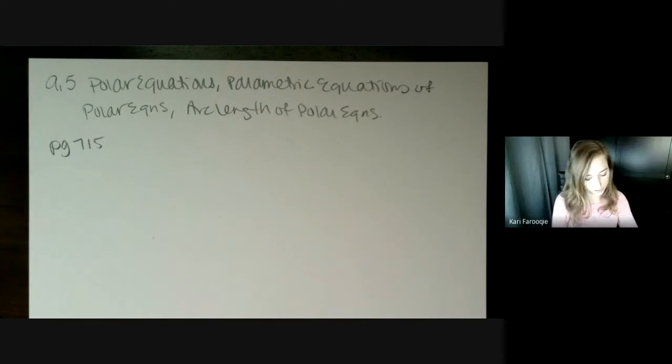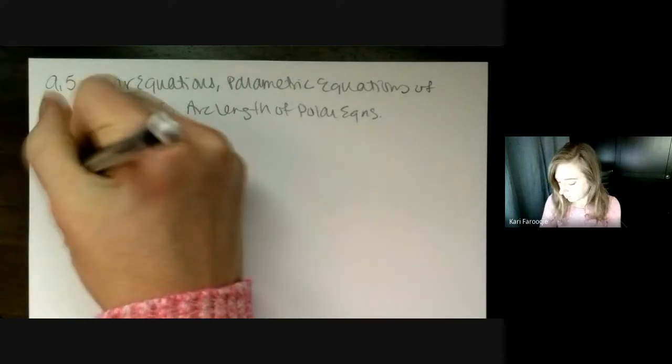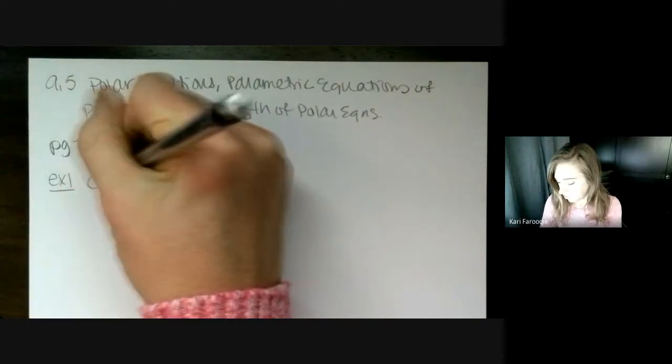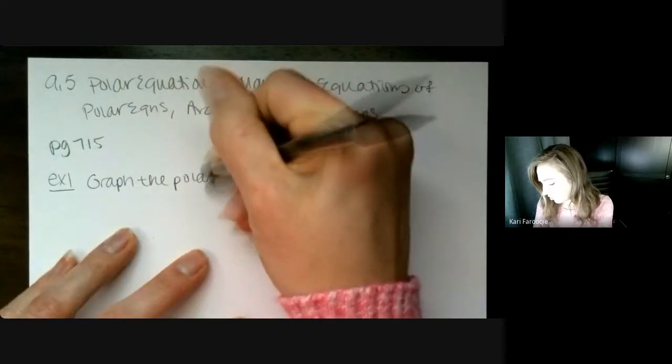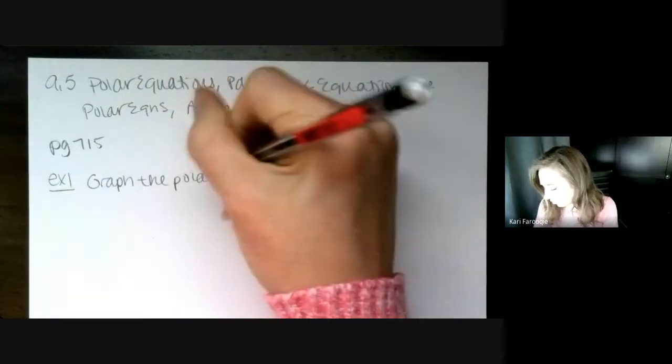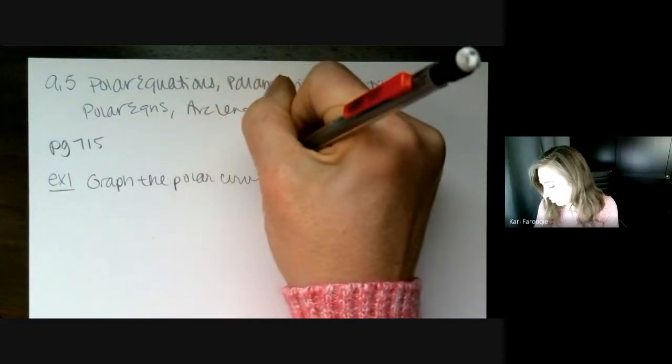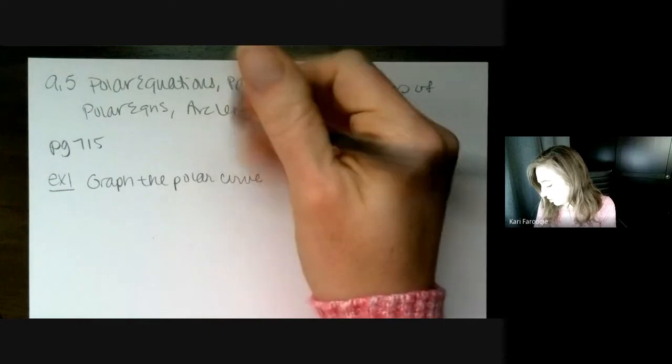All right. So example 1, let's see, graph the polar curve. And I'm only going to do 2 of these with you because there are so many different variations. I can't do like 15 examples. But once you do 1 or 2, I think you start to really get the hang of it.